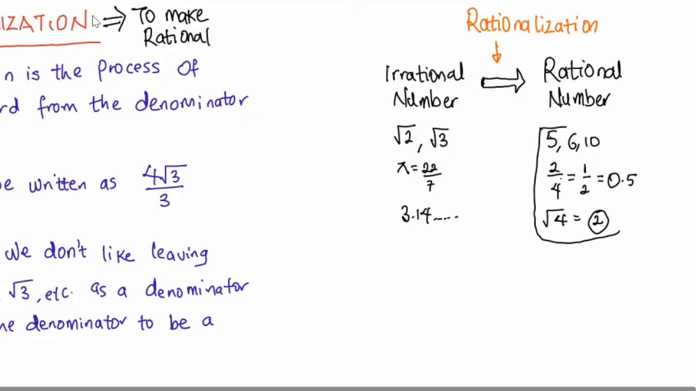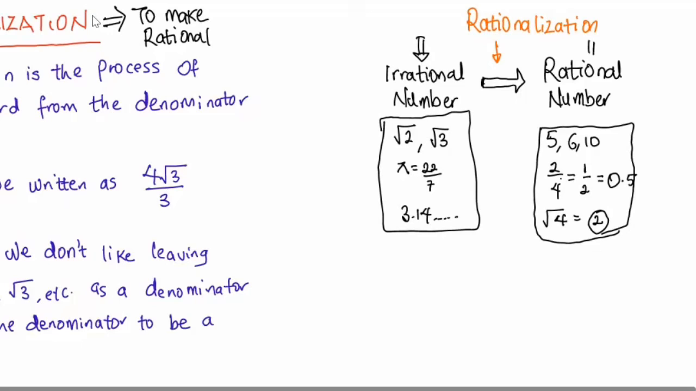So numbers like this, we term them to be what? Rational numbers. Then the ones that won't give us decimal with end, we call them irrational numbers, in the sense that their decimals keep reoccurring or it has no end. So the process whereby we can convert irrational numbers to rational numbers is what we term rationalization.